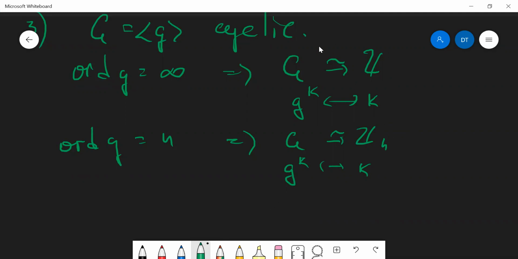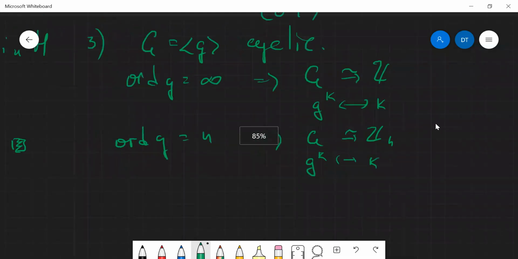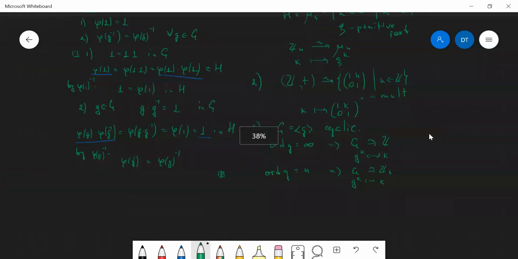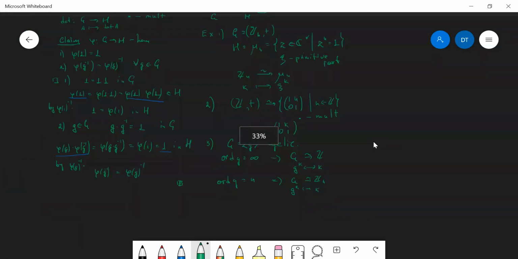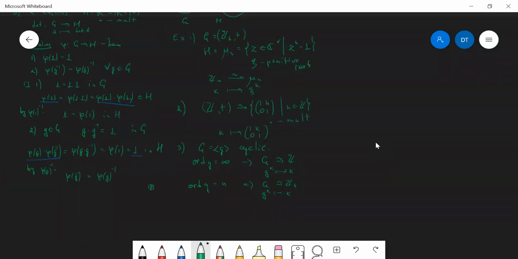And by the way, these two isomorphisms are not unique. For example, you may switch a generator. I can change G, for example, to G inverse, and this gives me a different isomorphism of G to Z. So this isomorphism is not unique. Okay, let me show you all the examples just in case. If you have any questions now, please ask.